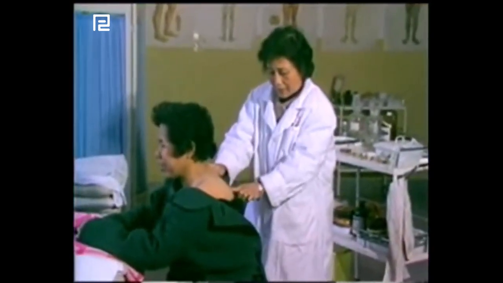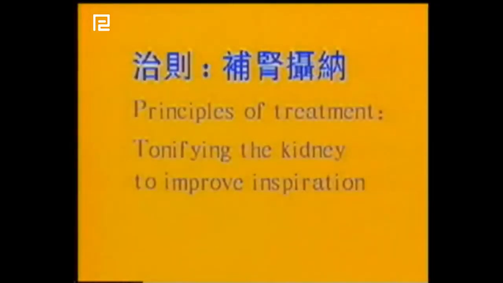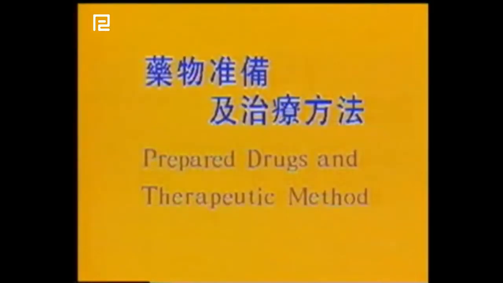Asthma, deficiency of the kidney. This type of asthma is often induced by overwork. Symptoms include weak back and knees, dizziness, tinnitus, pink tongue with moist white coating, and slight blood stasis spots, thin weak pulse. Principles of treatment: tonifying the kidney to improve inspiration. Selected points: 大椎, 肺腧, 命门. Prepared drugs and therapeutic method.